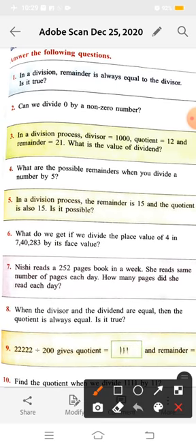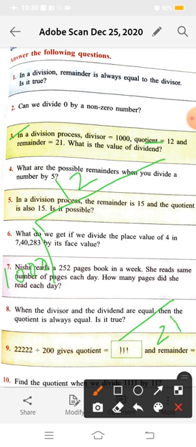Question number 3 is, in a division process, divisor is 1000, quotient is 12 and remainder is 21. So what is the value of dividend? We have to find out the dividend. So what should we do?